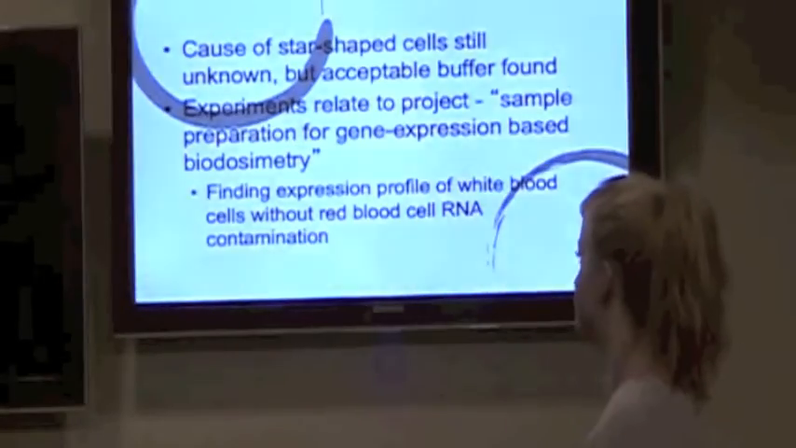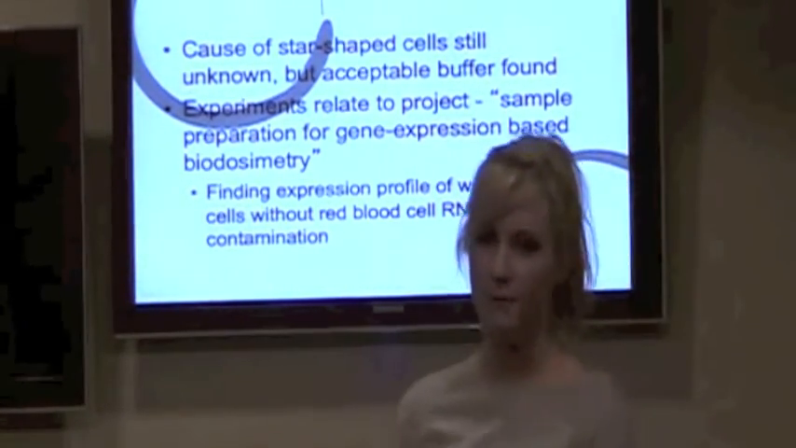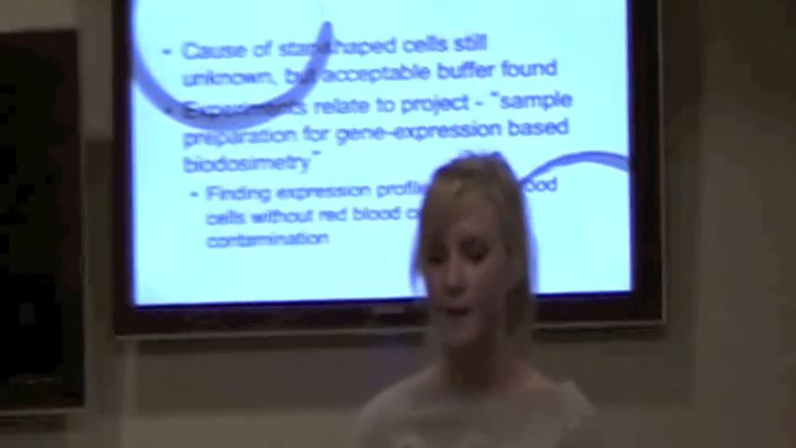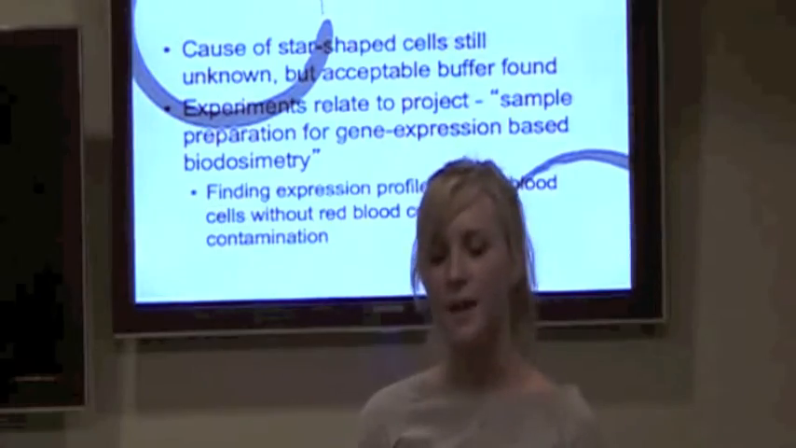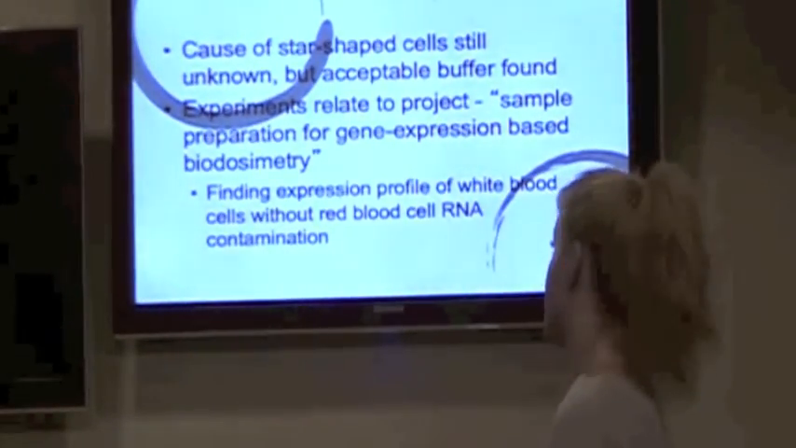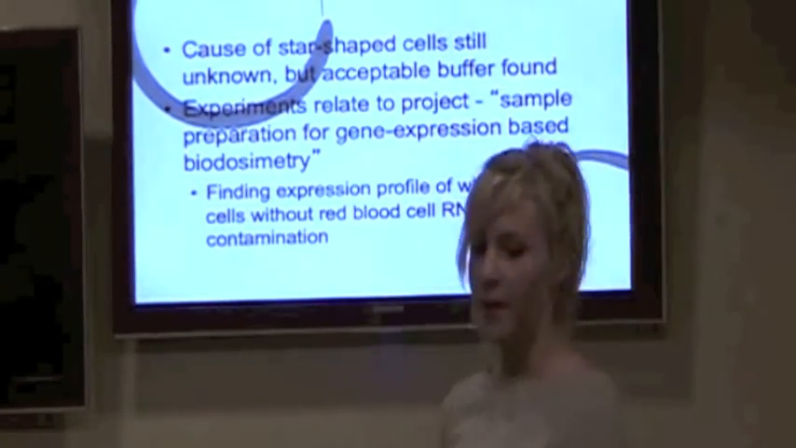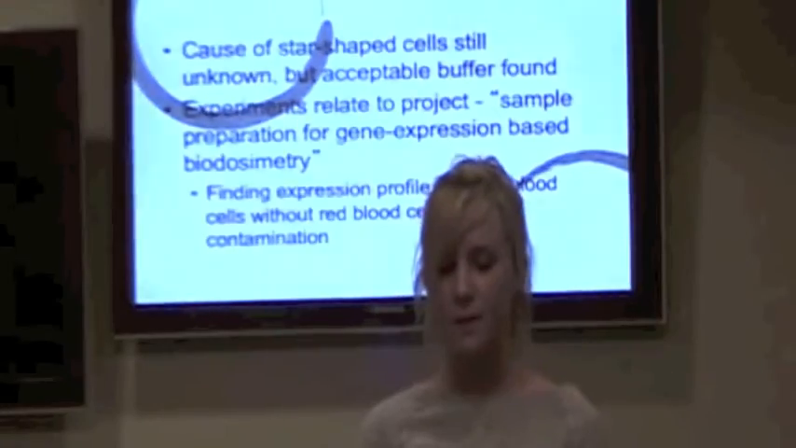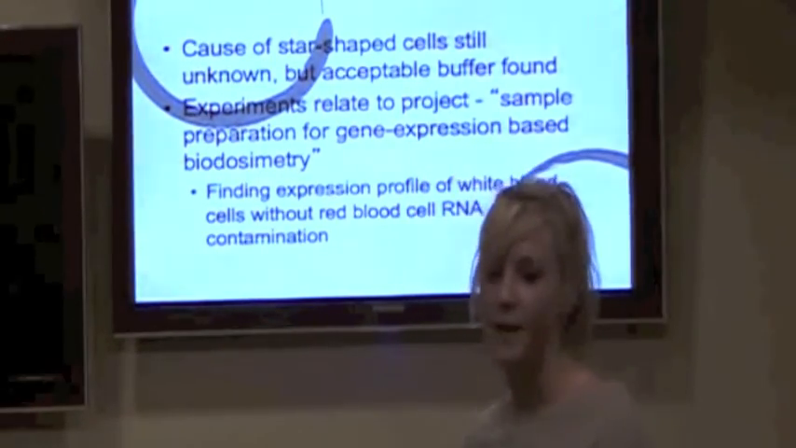In conclusion, we still don't know the cause of the star-shaped cells, but we found an acceptable buffer solution that works. And I was informed by Jen the other day that all of these experiments relate to the project Sample Preparation for Gene Expression-Based Biodosimetry. This means finding the expression profile of white blood cells without red blood cell RNA contamination.